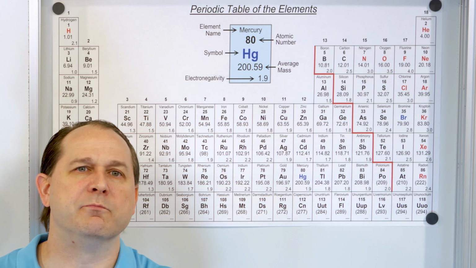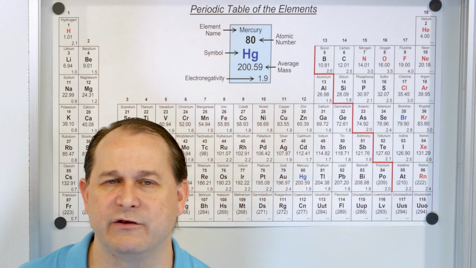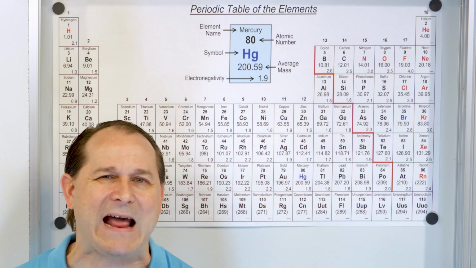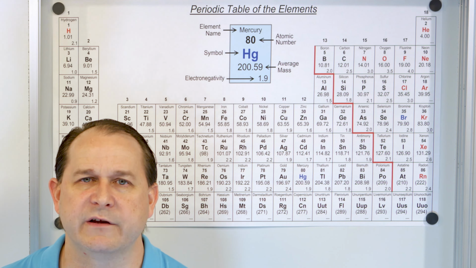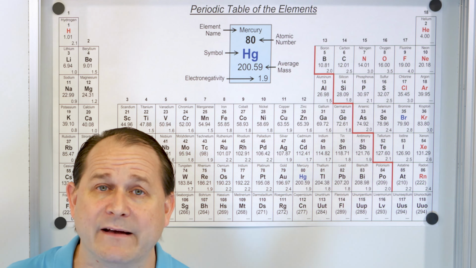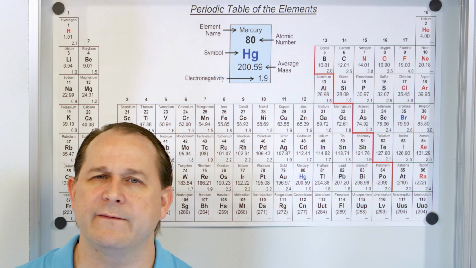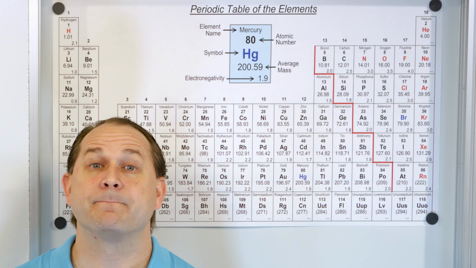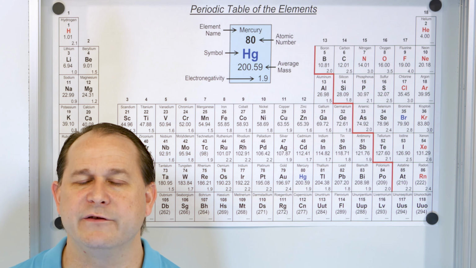Mercury has much more mass than these lighter atoms because it has more protons and neutrons in the nucleus. Remember, the mass of an atom is almost all governed by the amount of protons and neutrons in the nucleus. It is true electrons have mass, but they're much, much less massive. They have charge, but they don't have very much mass. So most of the mass of these atoms is governed by the mass of the protons and the neutrons.